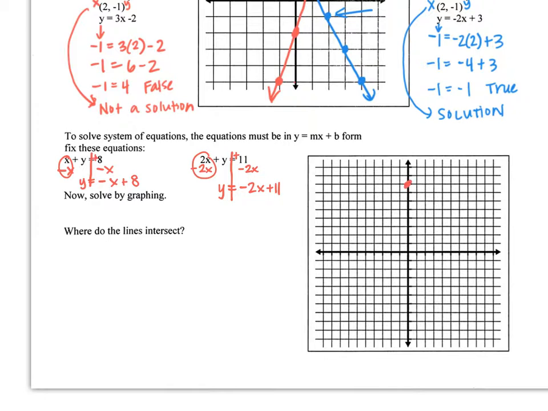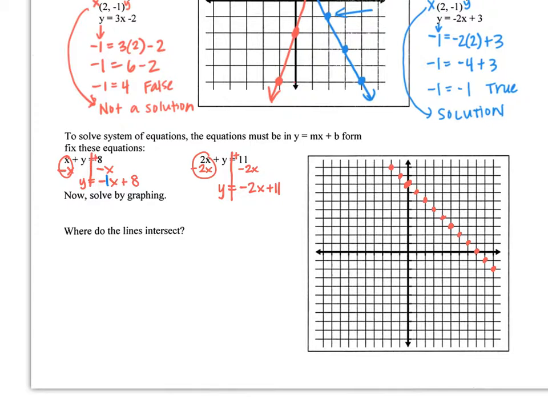We start at positive 8. Negative x means negative 1x. And that means my slope is I'm going to go down 1, right 1. Down 1, right 1. And I can get a ton of points doing this. So here's my line. I can also go up 1, left 1.